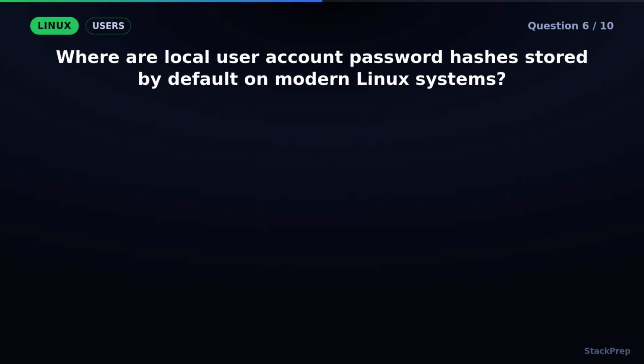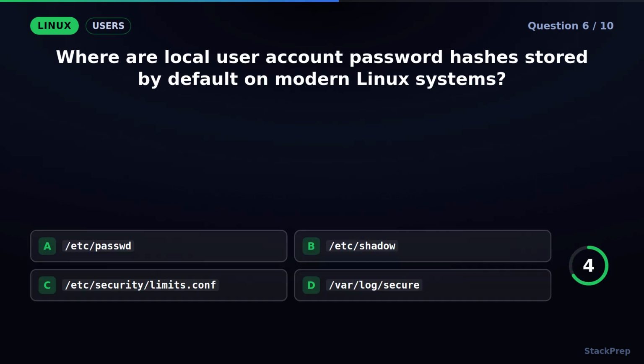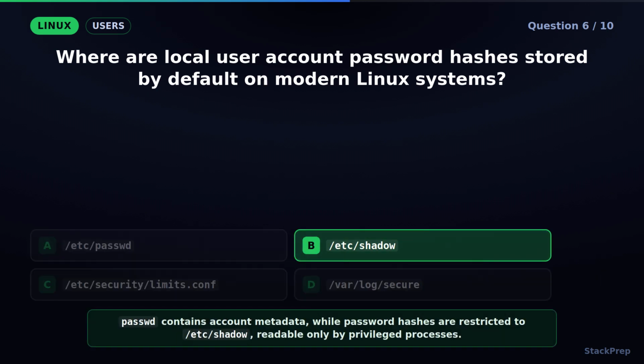Where are local user account password hashes stored by default on modern Linux systems? The answer: /etc/shadow. /etc/passwd contains account metadata, while password hashes are restricted to /etc/shadow, readable only by privileged processes.